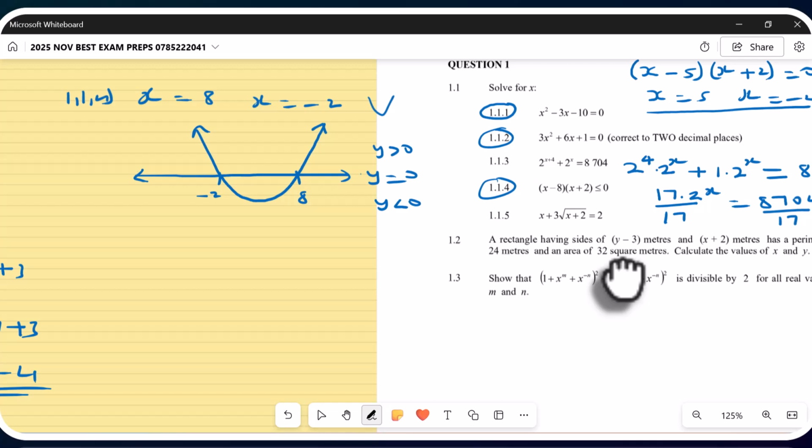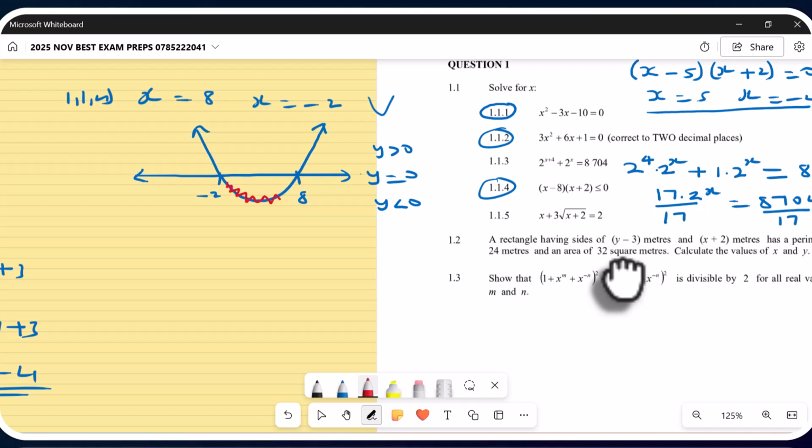That's our answer here for this inequality. Okay. Now this one here, 1.1.5. They say here that again they're solving this one. We're solving for x again here. So what do we do here? What do we have now?